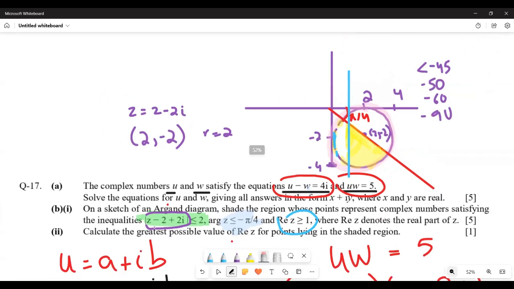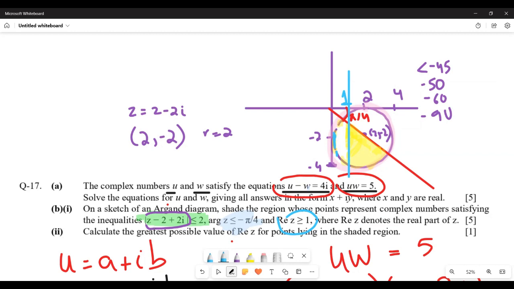So you have to shade a region inside the circle. We've done that. You have to shade the region where the angle is less than minus pi by 4. So that's going to be like minus 50, minus 60, minus 70. So now it had to be below the red line. And the last condition on the Argand diagram is that the real part of z should be greater than 1. So this is the real part. This is 1. So we have to shade the region towards its right, where the real part is greater than 1. Let me confirm that is correct.